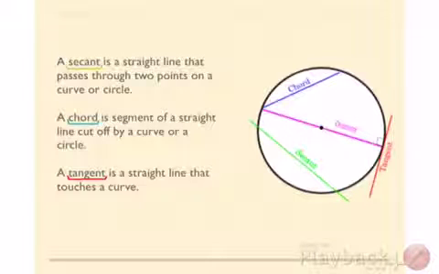And a tangent is a straight line that touches a curve at 1 point. So this here is my tangent and it's cutting it at that point there. I could have another tangent here at this point going like so, so it only touches the curve or circle at 1 point.